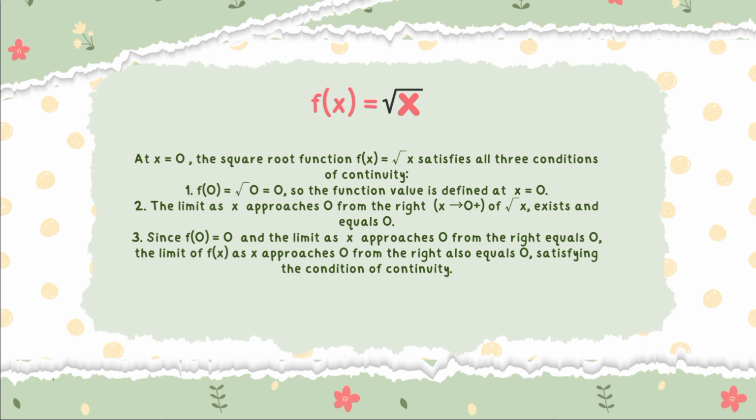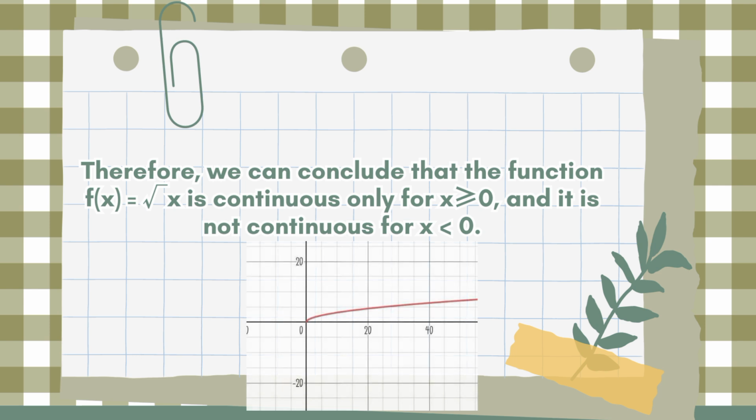And the last condition: since f of 0 equals 0 and the limit as x approaches 0 from the right equals 0, the limit of f of x as x approaches 0 from the right also equals f of 0, satisfying the condition of continuity. Therefore, we can conclude that the function f of x equals the square root of x is continuous only for x greater than or equal to 0, and it's not continuous for x less than 0.